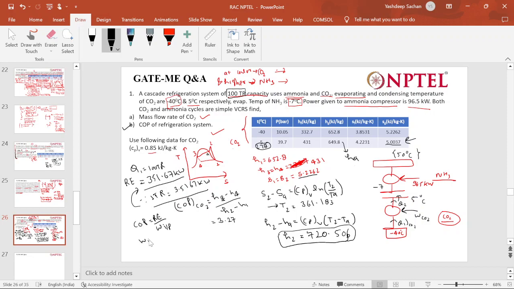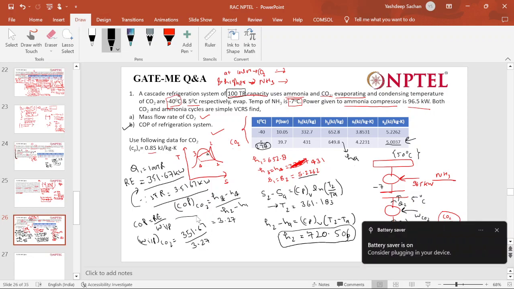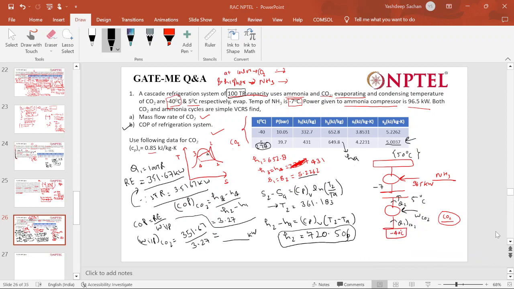So can you get work input from here? What would be the work input? 351.67 by 3.27. So can you let me know this value? How much kilowatt it will come? 107.35. Is it same for everyone?